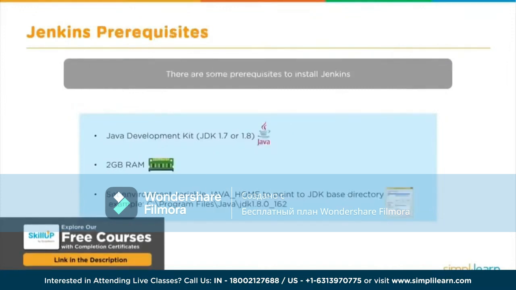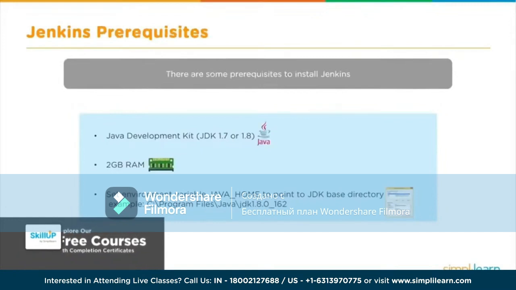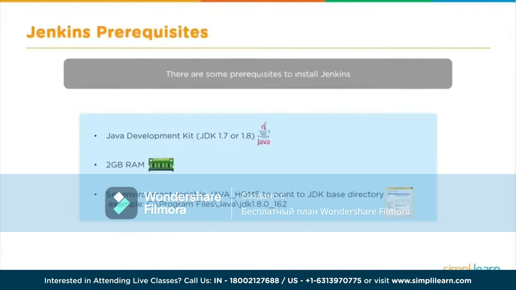All right, so the prerequisites for running Jenkins, as I mentioned earlier, Jenkins is nothing but a simple web application that's written in Java. So all that it needs is Java, preferably JDK 1.7 or 1.8. 2 GB RAM is the recommended RAM for running Jenkins. And also, like any other open source toolsets, when you install JDK, ensure that you set the environment variable JAVA_HOME to point to the right directory.